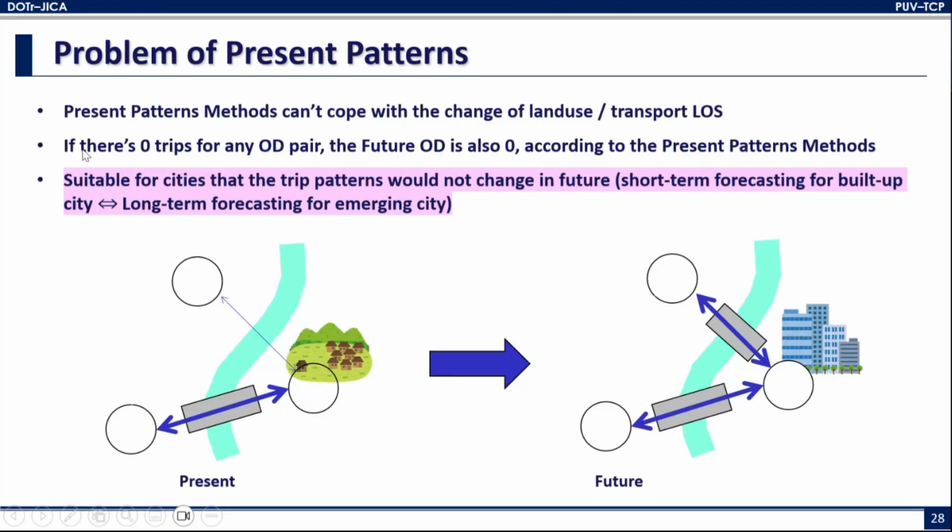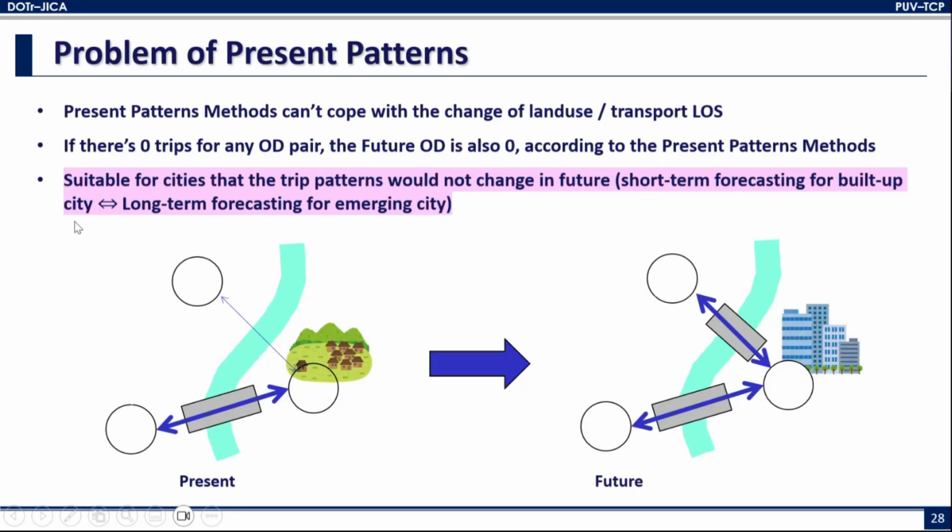And one of the more important problems: if there are no trips for any OD pair, and the trip distribution is estimated by the growth present pattern estimation, the future OD is also 0. So in general, the present pattern methodology is suitable for cities whose trip patterns will not change in the future. So short-term forecasting for built-up cities is better.